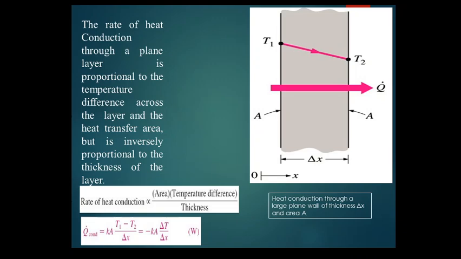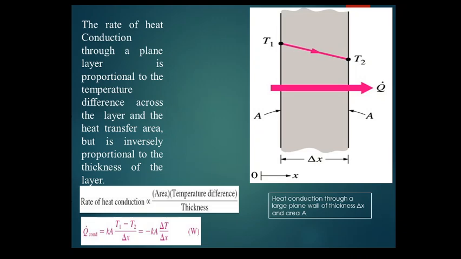So the rate of heat conduction through a plane is proportional to the temperature difference across the layer and the heat transfer area A, but it is inversely proportional to the thickness of the layer, that is delta x. That means if delta x is less, the heat transfer rate will be more. So I can equate it like this: rate of heat conduction is directly proportional to area times temperature difference divided by the thickness.